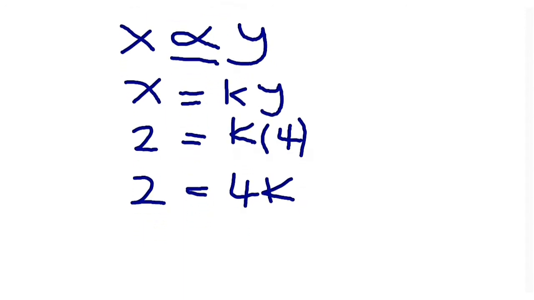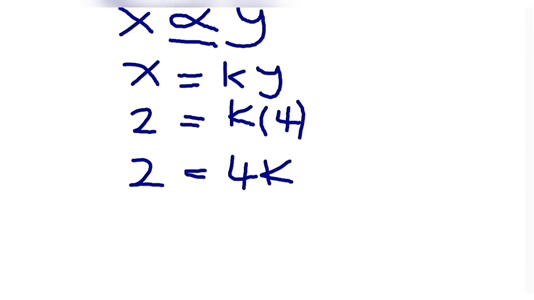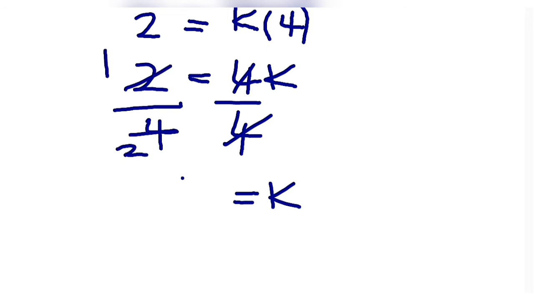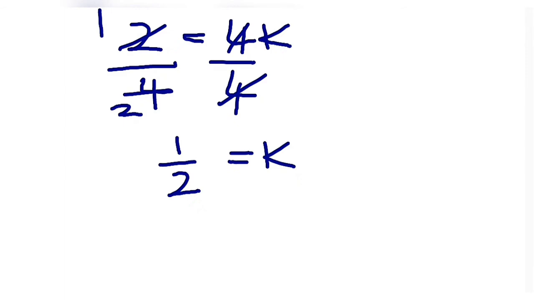We must get the k, the constant, which shows how much x is related to y. So we are going to divide both sides by 4. By 4 we get 1, and 1 times k equals k, and 2 divided by 4 gives us 1 over 2. So our k is equal to 1 over 2.